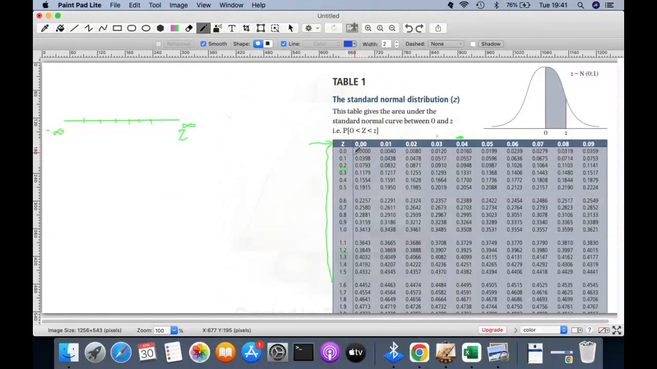Let's go with blue. Everything inside this table that I'm shading in blue are probabilities, or in other words, they are the areas that you can see in this graph. Let's say I want to know the area. Now this graph only gives you the area from 0 to any z value that you specify.